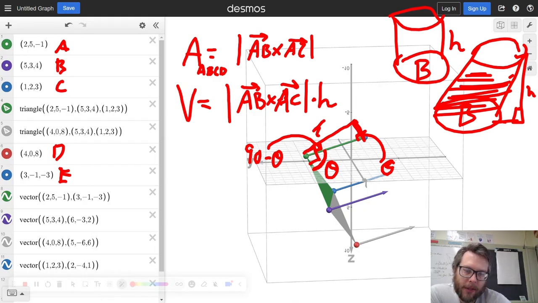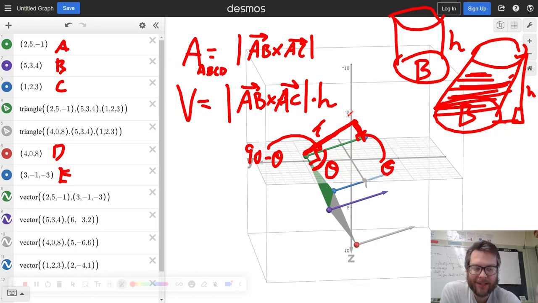Okay, so here is what I'm thinking. When we do the cross product, think about what the cross product gives you. The cross product gives you a vector that is perpendicular to the vectors that we want. So I know that the cross product is going to be a vector that is in this same zone as H. It's going in the same direction as H.